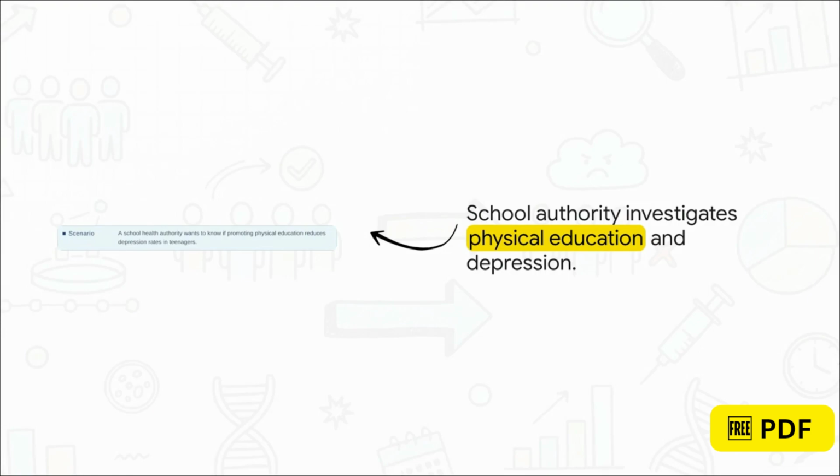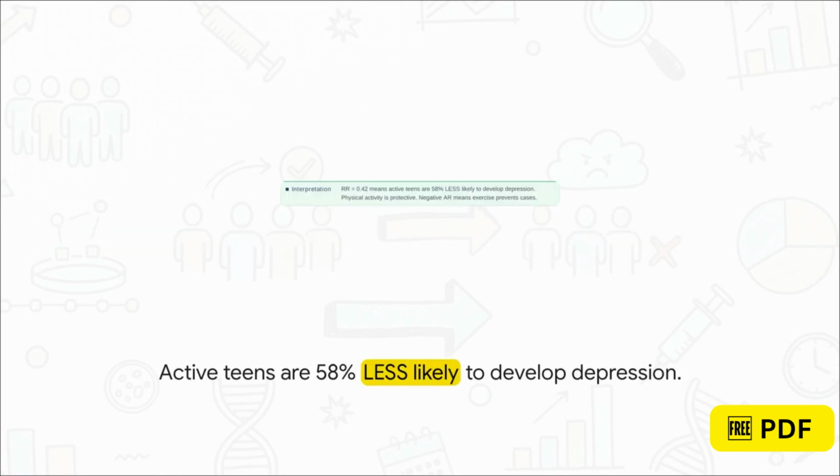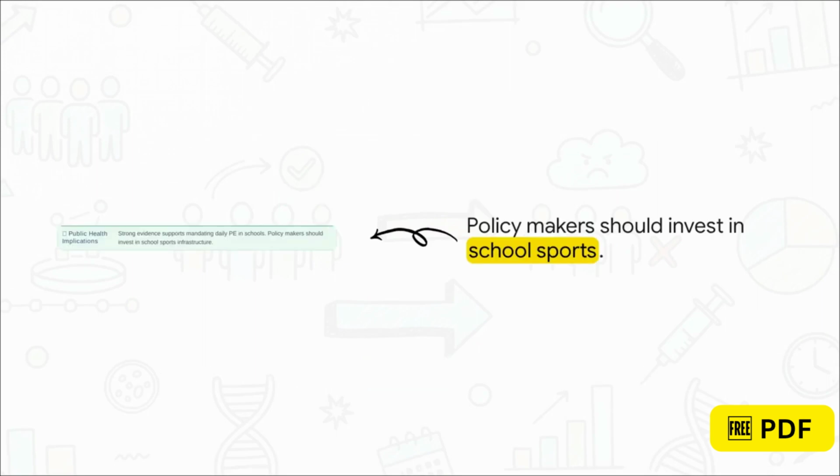Let's look at how this data literally changes the world around us. Consider this real-world scenario straight from our source materials. A school health authority wanted to investigate if promoting physical education in teenagers actually reduces depression rates over time. So after following the cohorts, the study revealed a relative risk of 0.42. In plain, everyday terms, this means the active teens were 58% less likely to develop depression. The physical activity was incredibly protective, and the data proved that the exercise literally prevents cases of depression from happening in the first place. And the public health implication here is just massive.